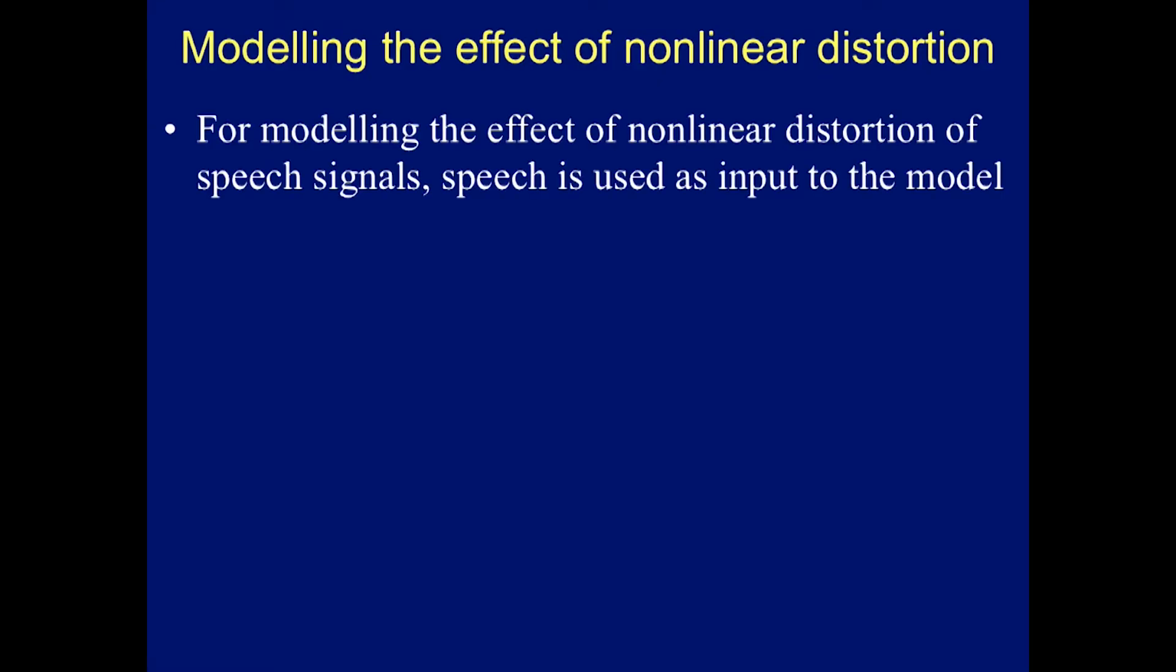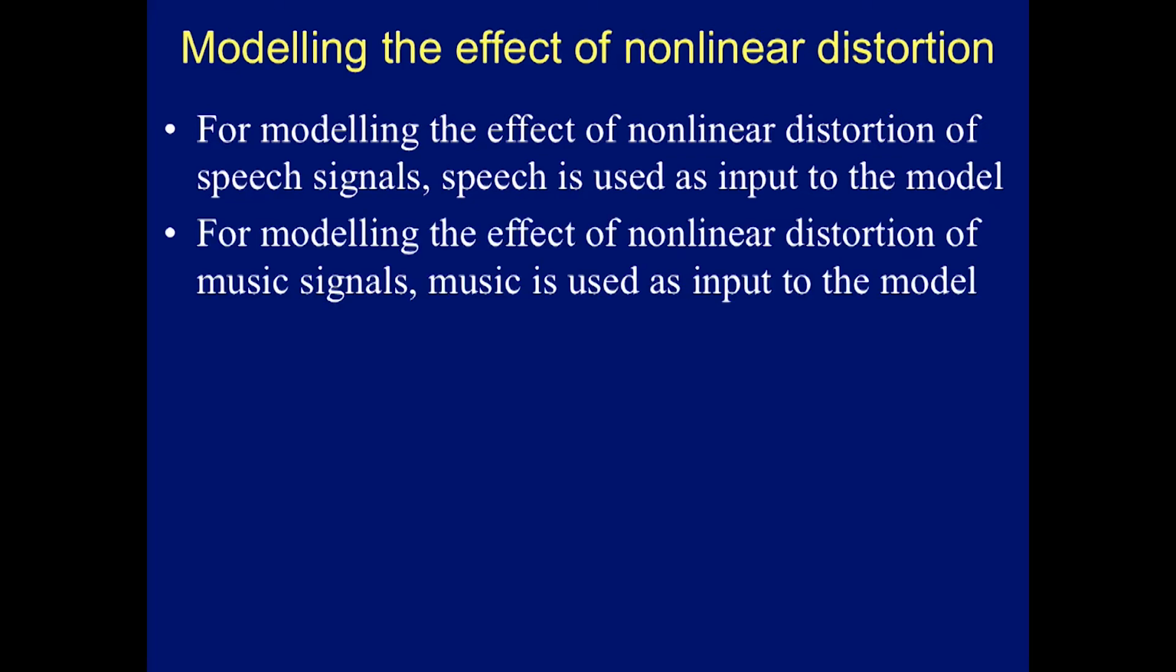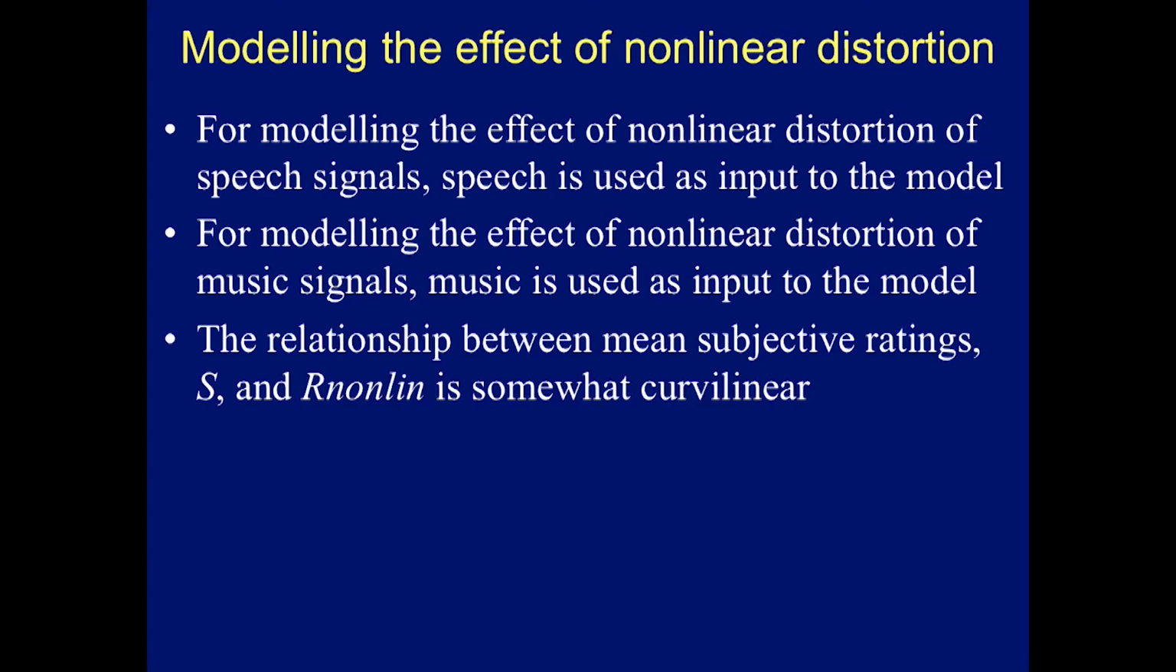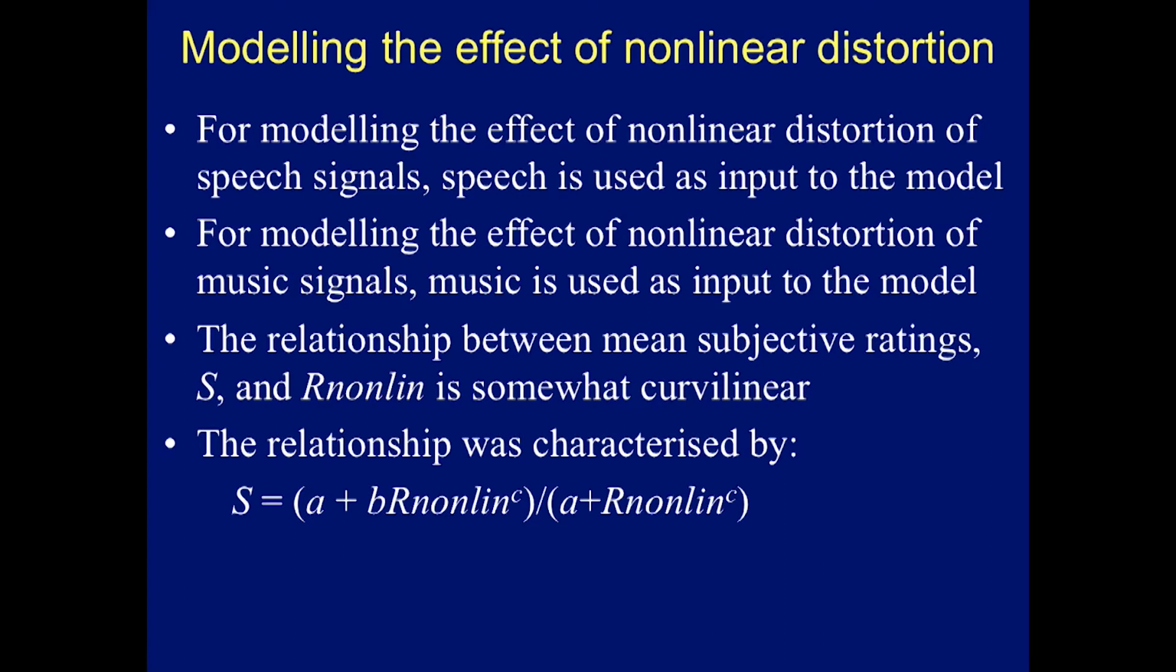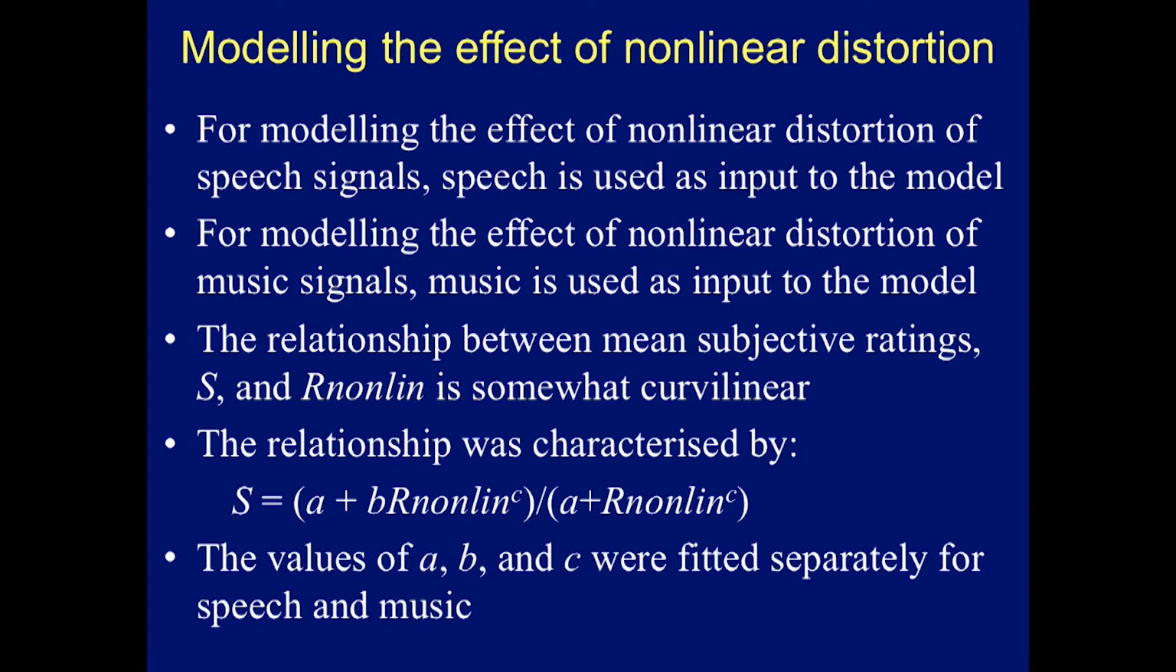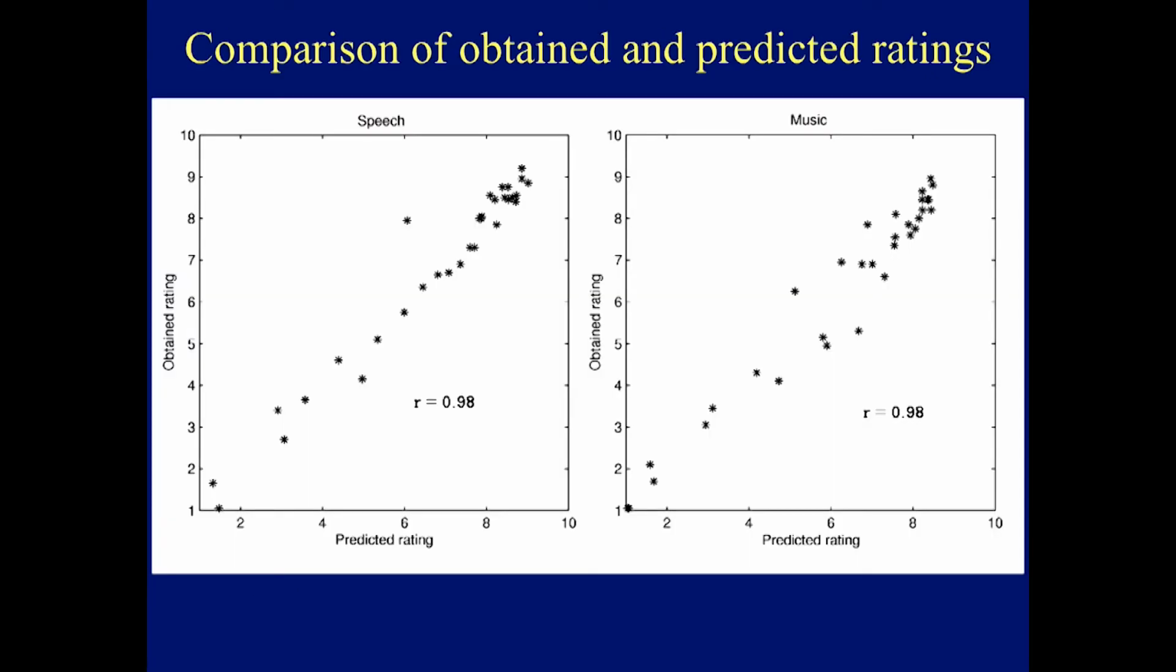So to model the effects of linear distortion of speech signals, we use speech as the input, and for modeling the effects of nonlinear distortion, we use music as the input. So here we're using realistic input signals rather than artificial input signals. And again, we found that the relationship between subjective ratings of sound quality and R_nonlin was somewhat curvilinear, and we fitted that relationship with a simple function. So we have these three free parameters, A, B, and C, that we use to characterize the relationship between the subjective ratings and our correlation measure R_nonlin, and we use that to predict the perceived ratings.